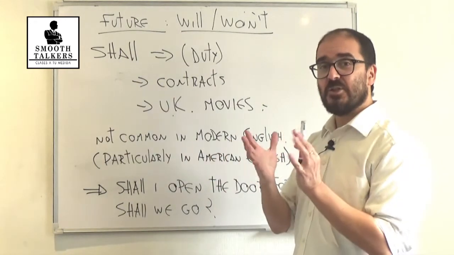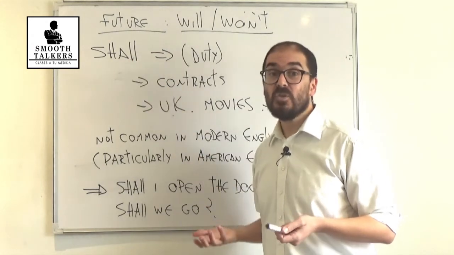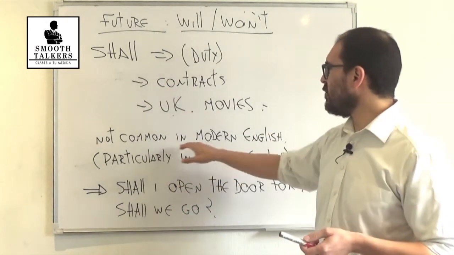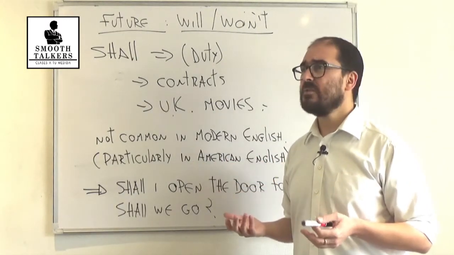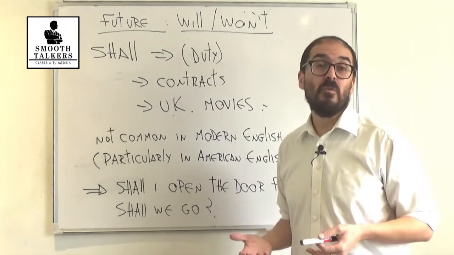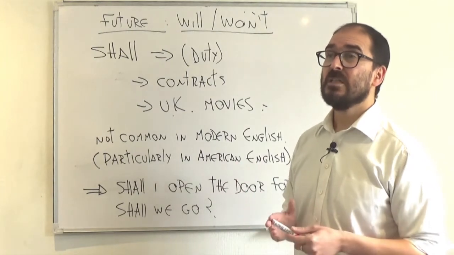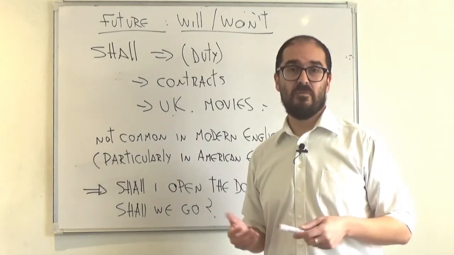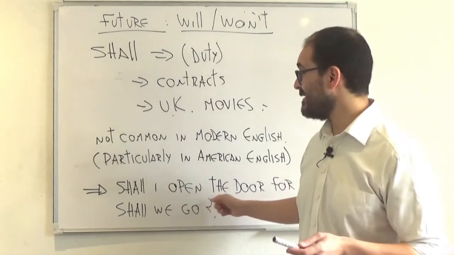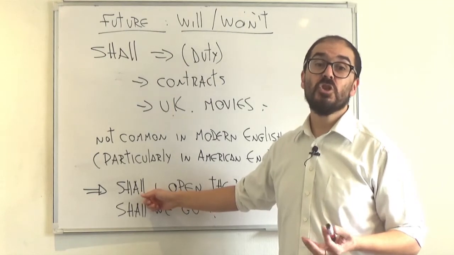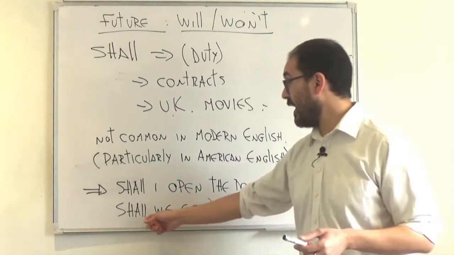And if you use a contraction like I'll, it could be interpreted as I shall too, okay? But it's not really common in modern English, particularly in American English. They only use it probably to make jokes or to sound more formal. But it can still be used in constructing some questions, especially when you're waiting for an authorization for something. For example, shall I open the door for you? In this case, in modern English, we would probably use should. Should I open the door? Or should we go? Okay, instead of shall we go?